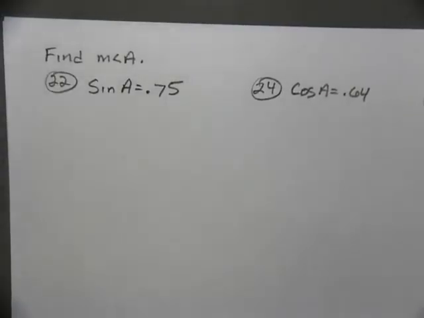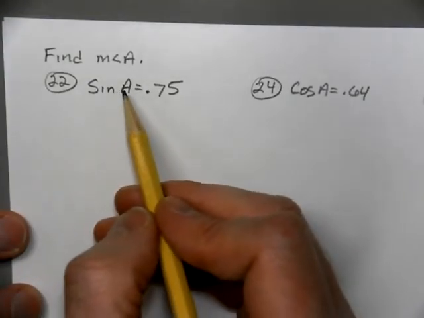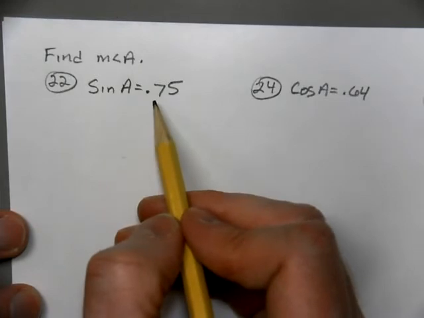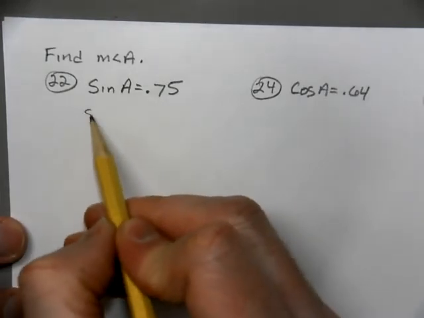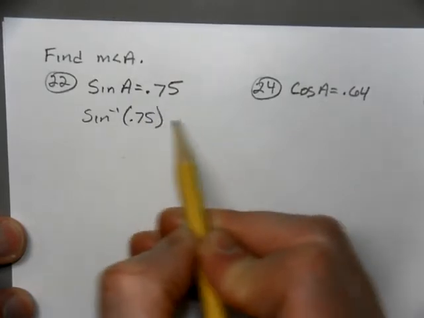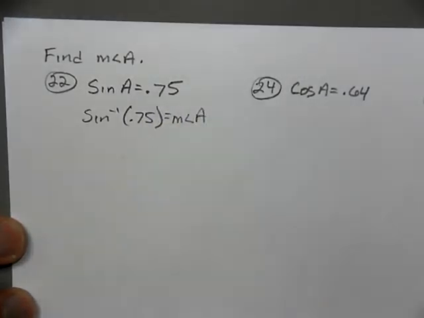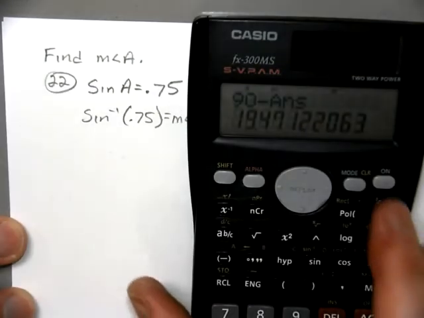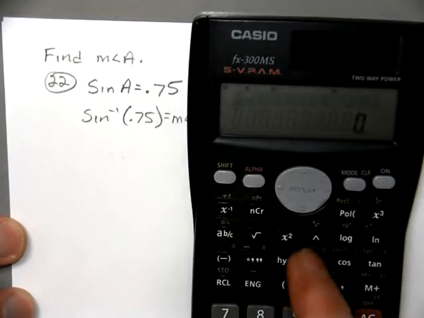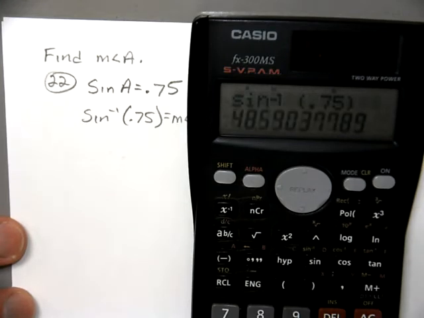So here we're trying to figure out the measurement of angle A. We know that sine of some angle equals 0.75. So we're going to do sine inverse of 0.75, and that's going to give us the measurement of angle A. Like we've done before, we'll say sine inverse. I like to use parentheses. You don't really need it for a decimal, but you definitely need it for a fraction, so make use of doing it.